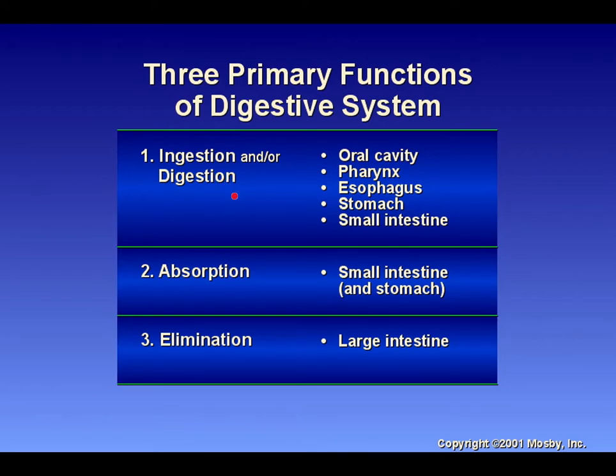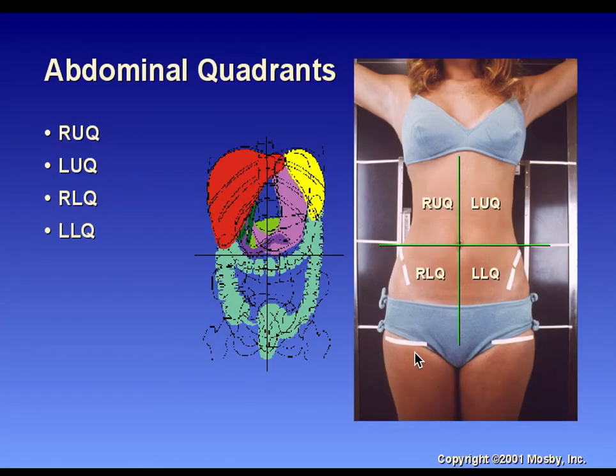ingestion or digestion. So, oral cavity, ingestion, pharynx, esophagus, ingestion to the stomach, which starts digestion into the small intestine, absorption within the small intestine, and then elimination in the large intestine. So those are the three primary functions.